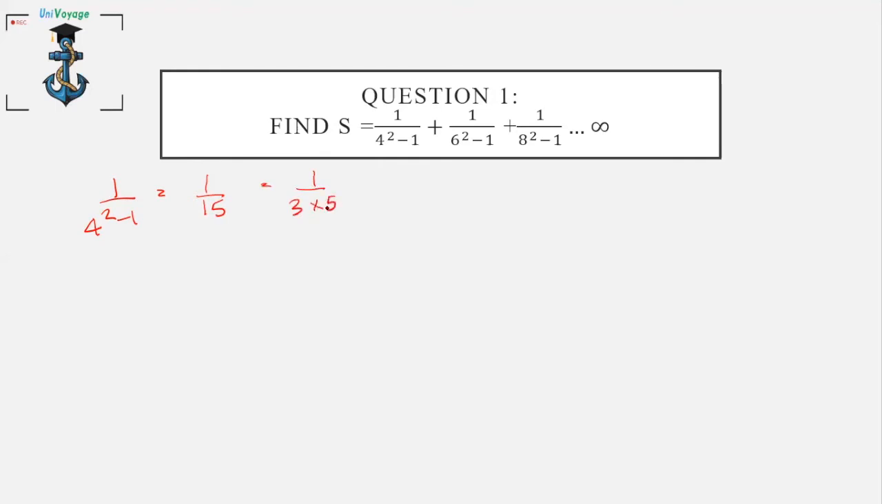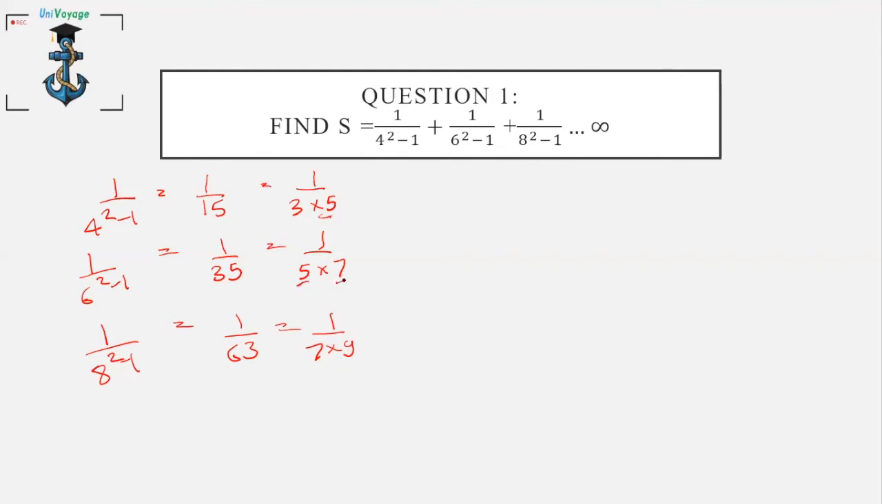Let's leave it here. Let's go to the next term, which is 1 upon 6 square minus 1, which is 1 upon 35. We can write this as 1 upon 5 into 7. The next term is 1 upon 8 square minus 1, which is 1 upon 63. So you can notice here that there are some common terms like 5, 5, 7, 7. So we can cancel them out. How, you ask? Let's see.